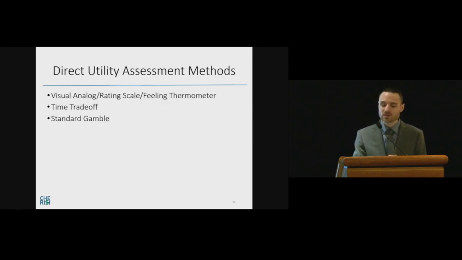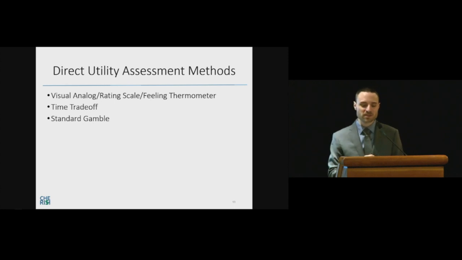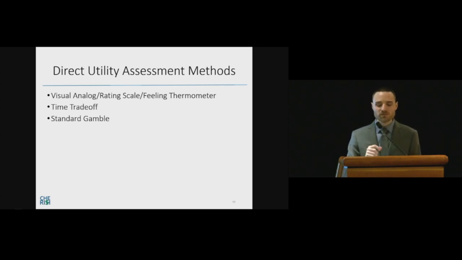Okay, so let's start by talking about direct utility assessment methods. So these are the primary methods if you're going to assess utility directly. One is just the visual analog scale, or often referred to as a rating scale or a feeling thermometer, and I'll show you that in just a second here. Another is the time trade-off method, and another is the standard gamble.